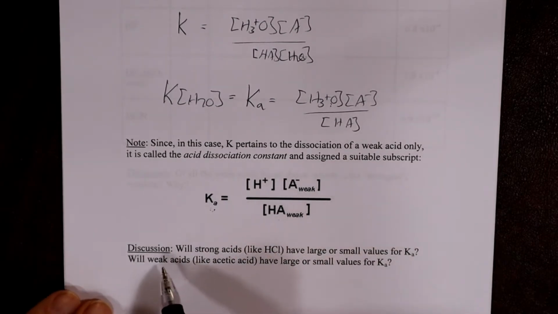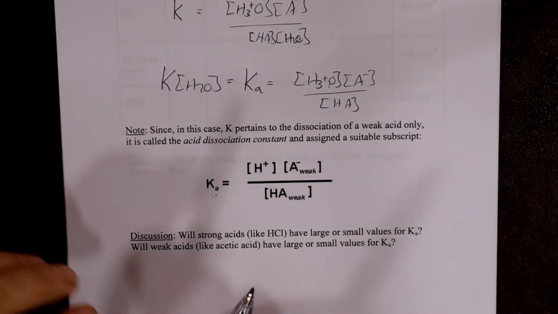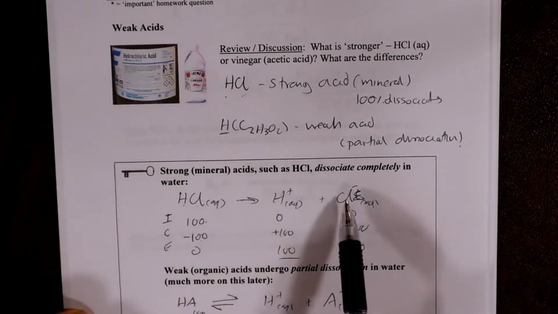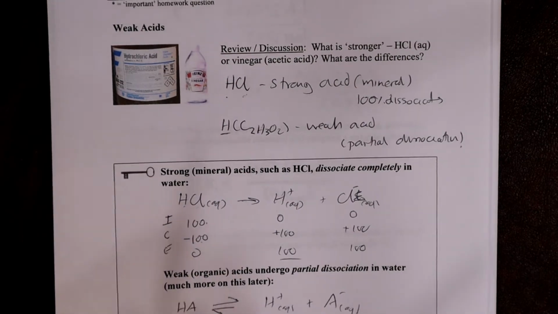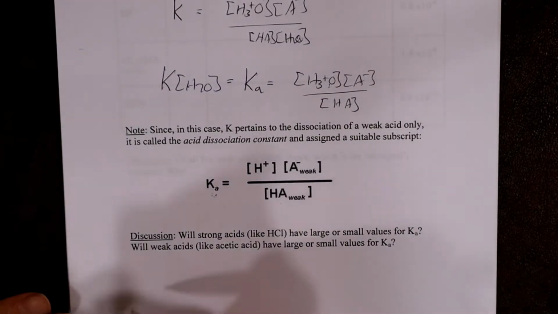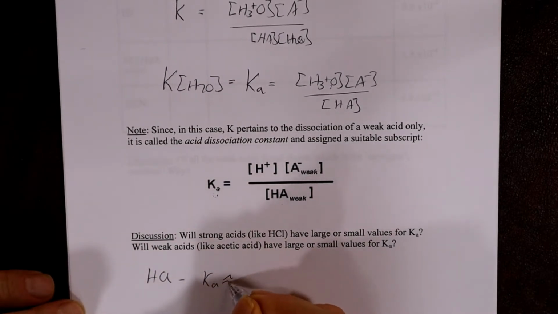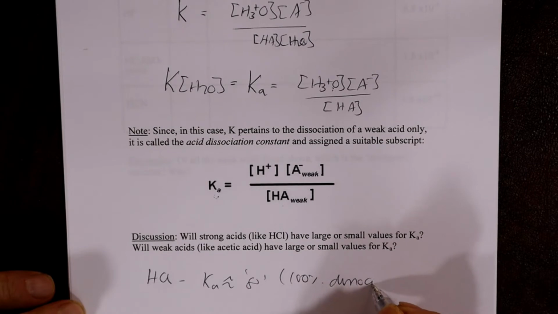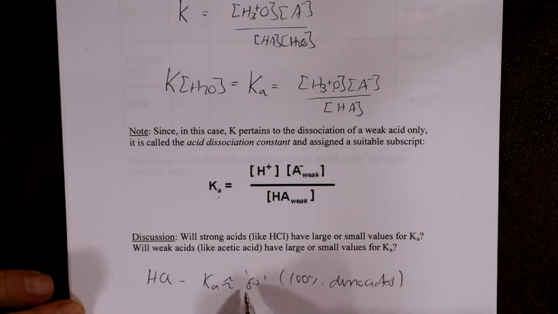So, discussion then. Will strong acids have a large or weak Ka? Well, if we think about it, they're 100% dissociated. So products is 100, reactants is 0, so it's effectively infinity. It's no such thing really, of course. It's probably 10 to the 6 or bigger for Ka. So for HCl, Ka is approximately infinity, because it's 100% dissociated. It's really 10 to the 6 or bigger, but we say tends to infinity.